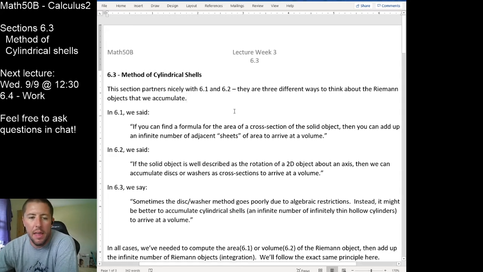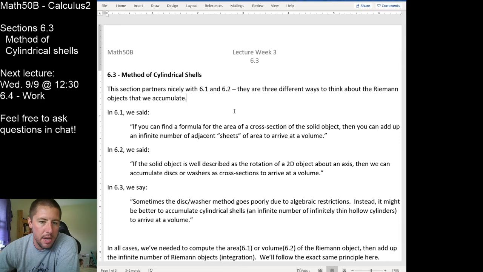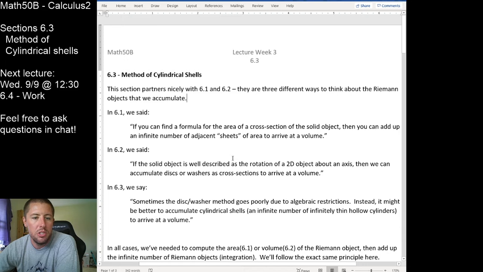So I think the conceptual thing to see about 6.1, 6.2, and 6.3 is our goal is the exact same in all three sections. Find the volume of a solid object. Our strategy is kind of the same. I mean, it's all still integration. The only thing that's really changing across each of these three sections is what your Riemann object is that you're going to accumulate an infinite number of. That's the only thing that we're really changing here. So all we're doing today is just using a different Riemann object, a cylindrical shell.